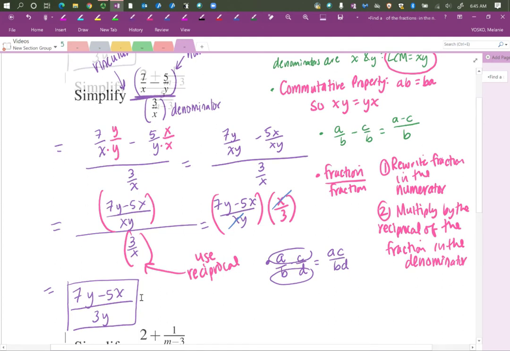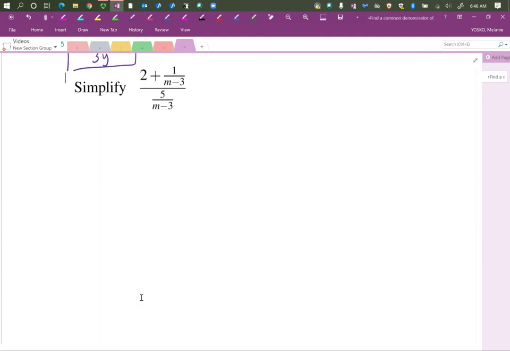Let's try another one. Simplify 2 plus the fraction 1 over m minus 3, and we're dividing that whole thing by 5 over m minus 3. We can use the same process. We can build a common denominator in that numerator. So again, look, there's a numerator right here that has a fraction in it, and here is the denominator.